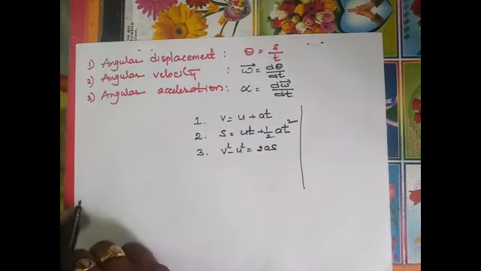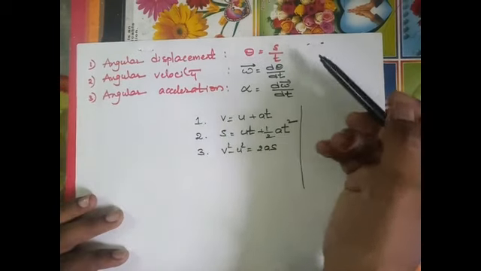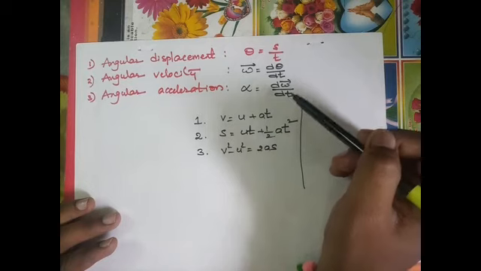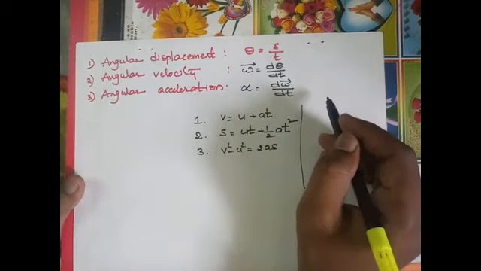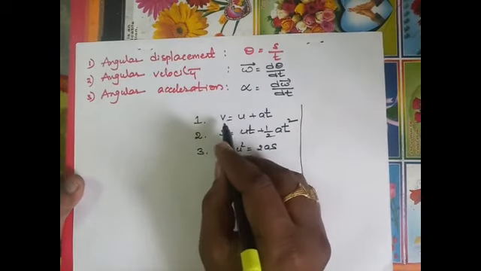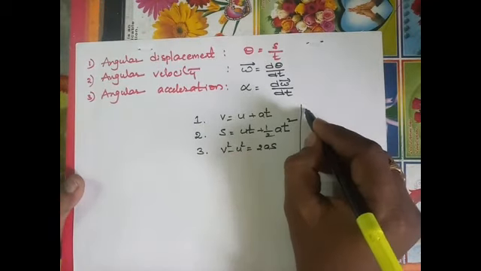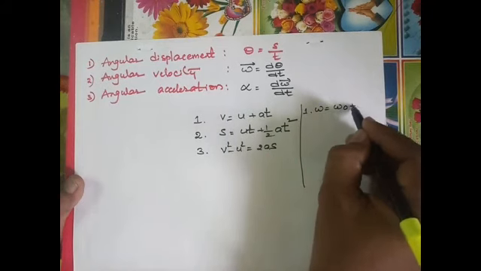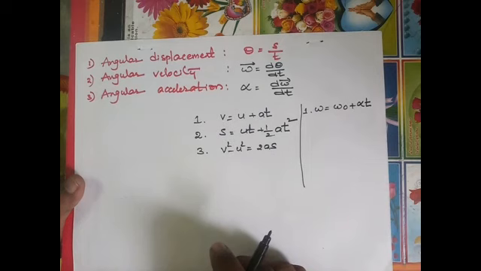Now what we are going to see is we are going to establish these relations in terms of angular displacement, angular velocity and angular acceleration, right? So let us see one by one. Let us first see angular equations of motion, that should be related between the velocities and acceleration. The first one is omega is equal to omega naught plus alpha t.